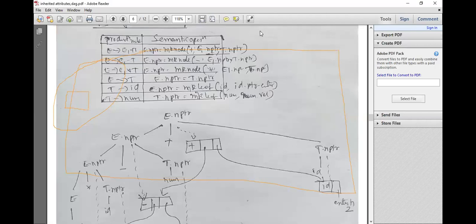Where is this plus here? You mention here E and then the plus T pointer. That plus has a left and right pointer. You mention that one. Again we have a minus symbol. Minus symbol, again we have to show it. Again we have to divide.